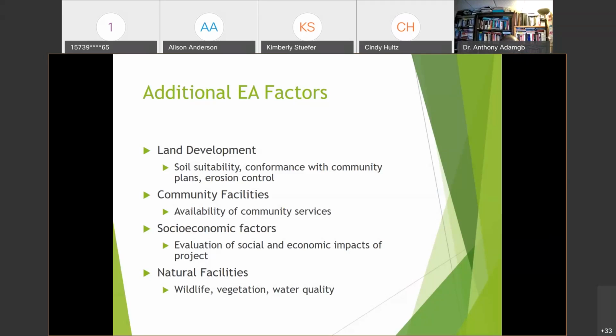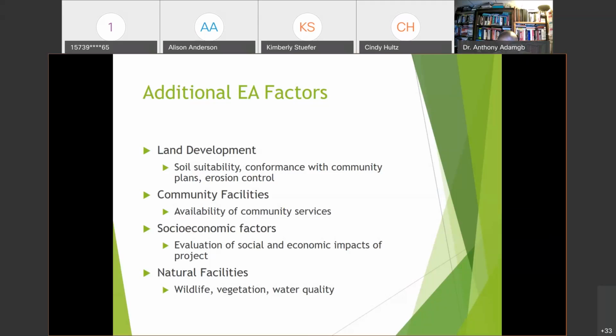You're also looking at employment and income patterns, whether the project will significantly increase or decrease employment opportunities, if it's going to have any changes to the demographic character of the community. Also displacement, whether or not the project will cause displacement. And you're looking at the availability of community services.